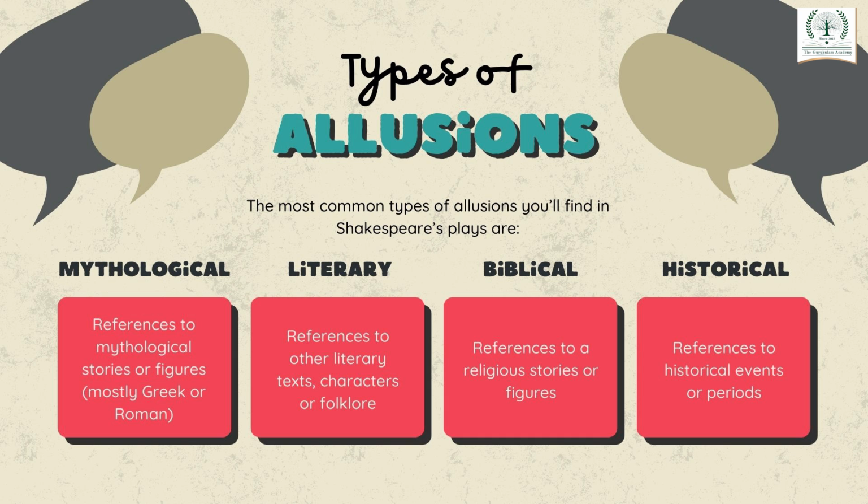Types of allusions. The most common types of allusions you will find in Shakespeare's plays are: Mythological, references to mythological stories or figures, mostly Greek or Roman. Literary, references to other literary texts, characters, or folklore. Biblical, references to religious stories or figures. Historical, references to historical events or periods.